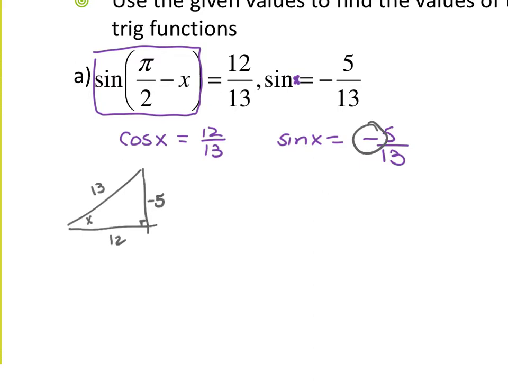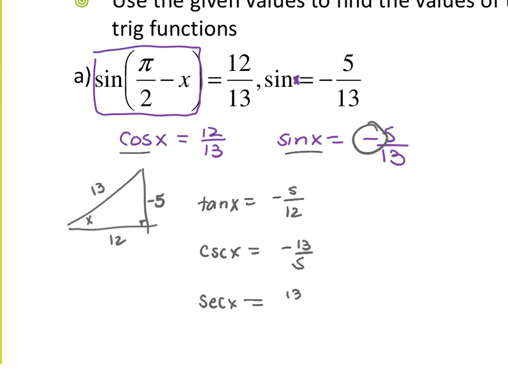So if I have now my completed triangle, I know cosine, I know sine, I need tangent, which would be negative 5/12. I need cosecant, which would be negative 13 over 5. I need secant, which would be 13 over 12. And I need cotangent, which would be negative 12 over 5.